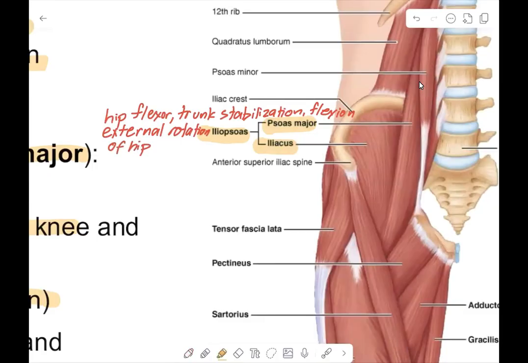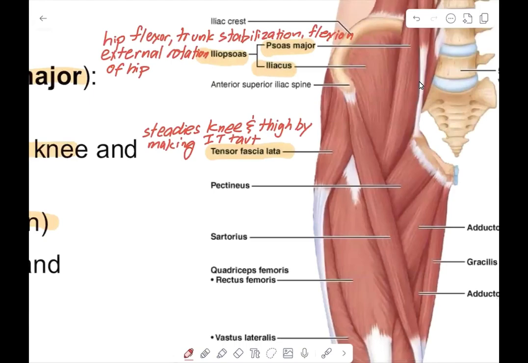Then we have the tensor fascia lata, which is often abbreviated as the TFL. It's going to steady the knee as well as the thigh by making the iliotibial tract, which is the IT band, taut. You're not responsible for the pectineus, so we're going to kind of cross that one out.